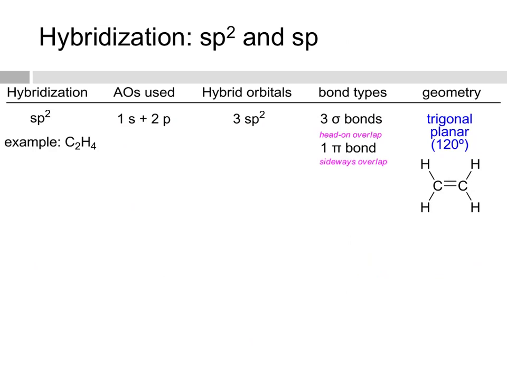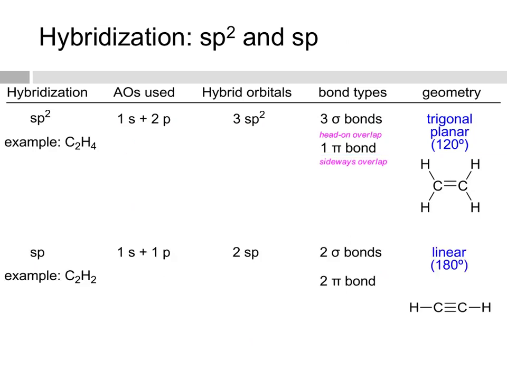And remember that it still has one p orbital that's been unused. And this p orbital is going to be used to form the pi bond. And remember that pi bonds are formed by sideways overlap of orbitals. If we think about the geometry of sp2 hybridized carbons, the geometry is trigonal planar, and in this case, the bond angle is going to be 120 degrees.